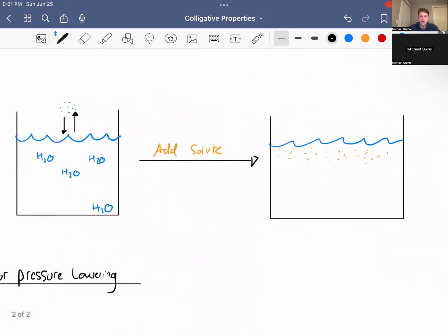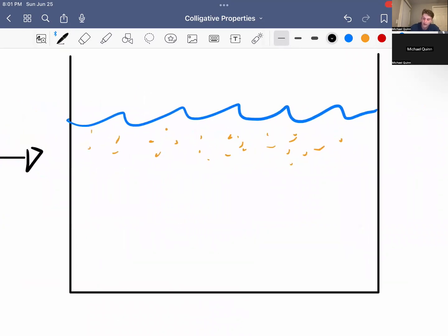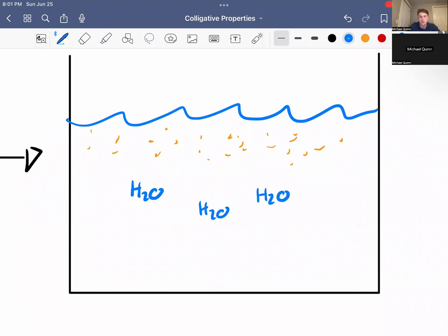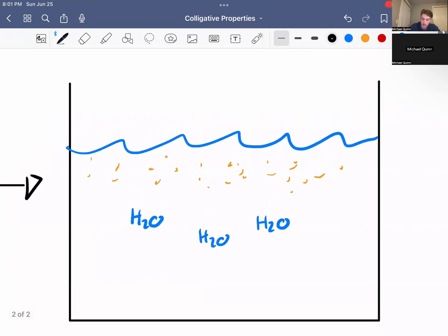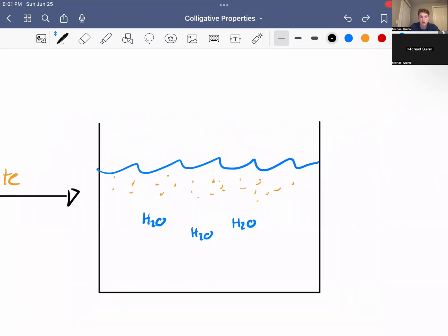Now, when we add solute, what happens to the equilibrium vapor pressure? Well, not only do we have water molecules trying to break their IMFs to escape to become a gas, they also have to fight through and navigate through this path of solutes that are blocking them from trying to escape. So these solute particles are acting almost as little barriers for these water molecules.